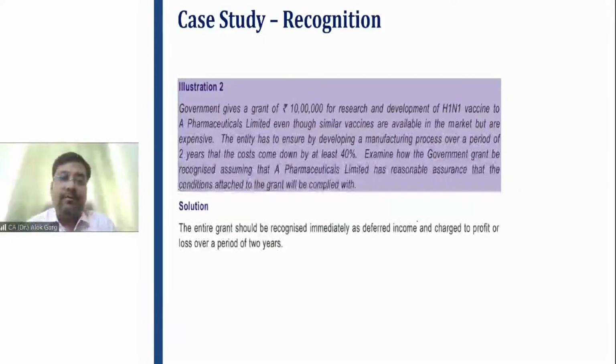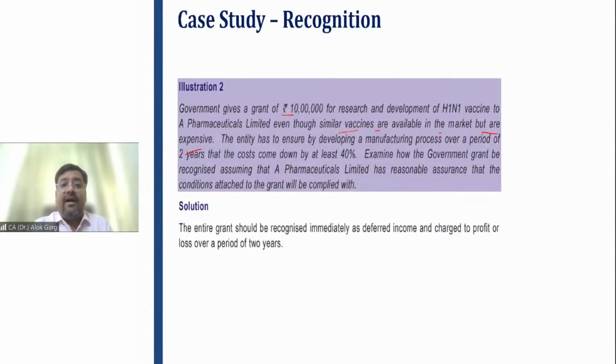Case 22 on recognition. Again, we are discussing recognition. Government gives a grant of rupees 10 lakh for research and development of a vaccine to A Pharmaceutical Limited, even though similar vaccines are available in the market but are expensive. The vaccines are available in the market, but they are expensive, and the government has told them to research a vaccine.